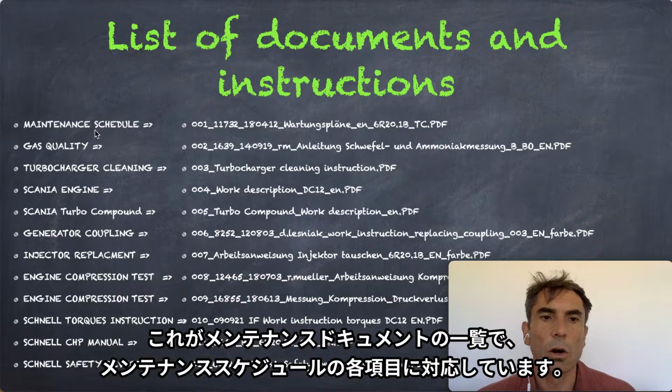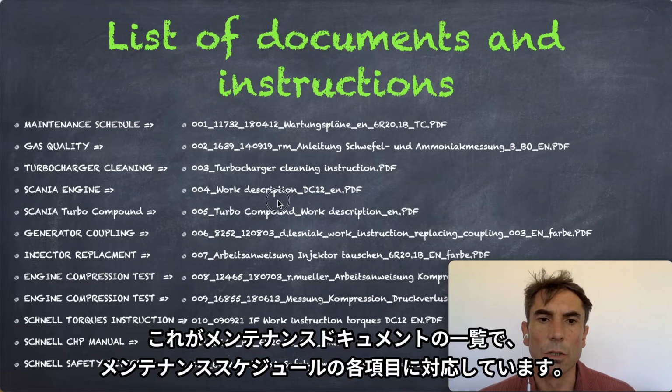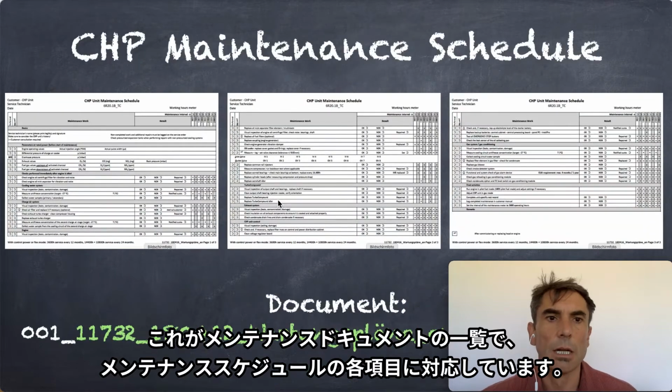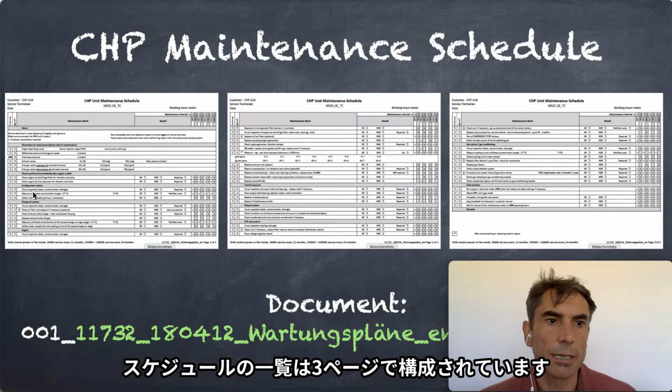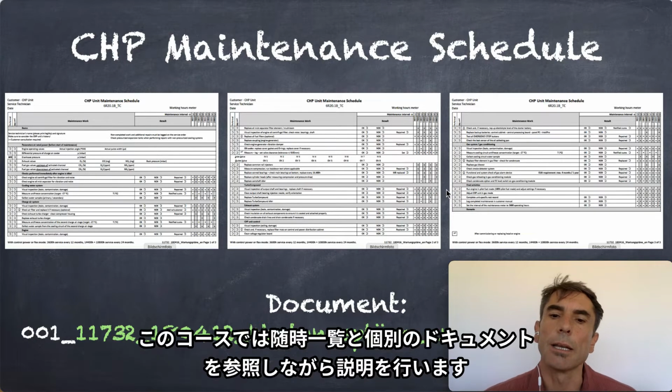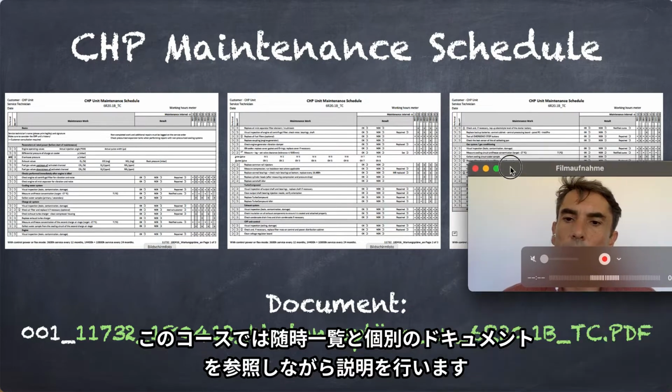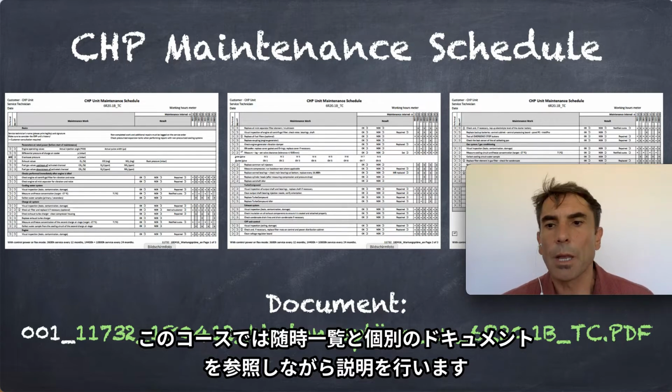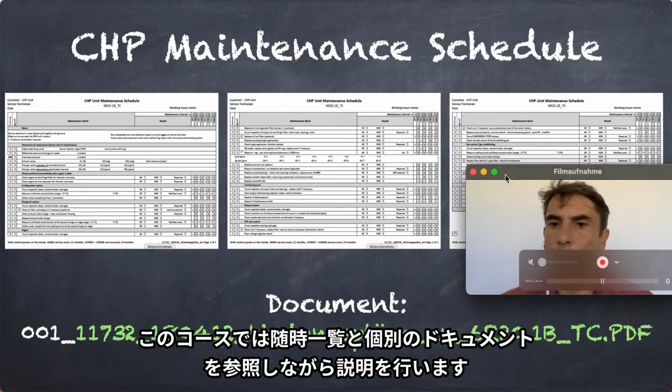Here's the list of the different documents that I showed you before, and the list is part of the maintenance schedule under the different headings. So we have the 3 pages, and I always come back to that document and go through the points one by one.